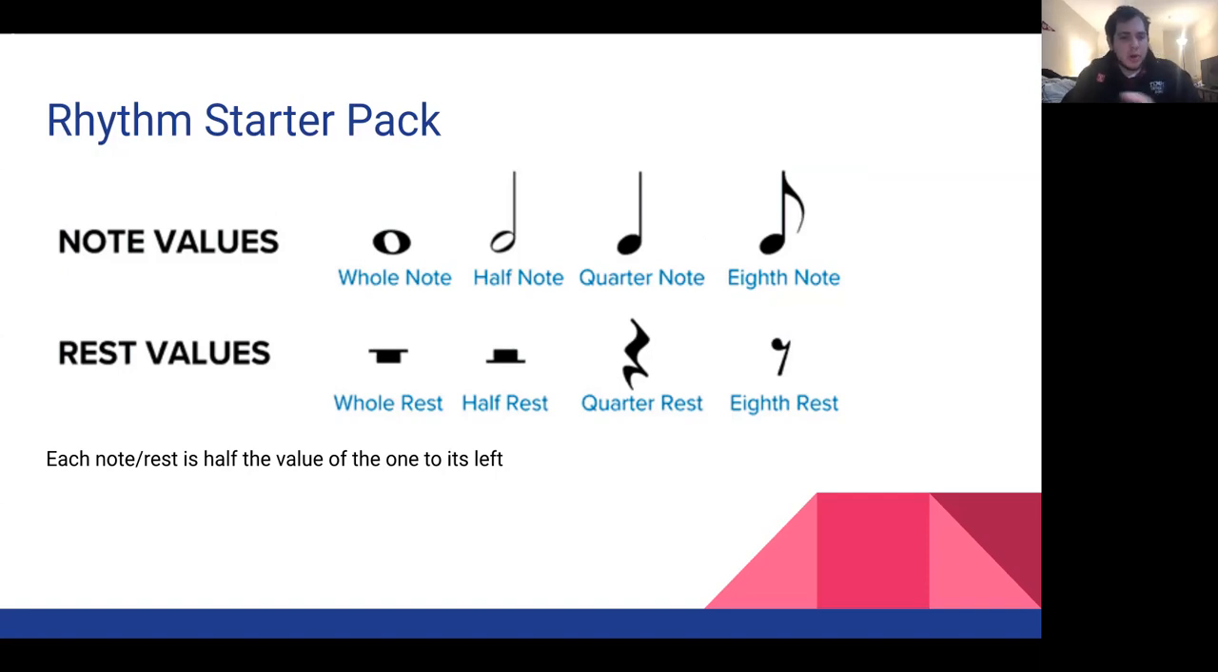Okay, so just notice that each note or rest is half the value of the one to its left.